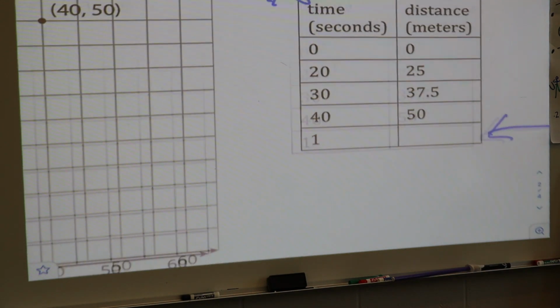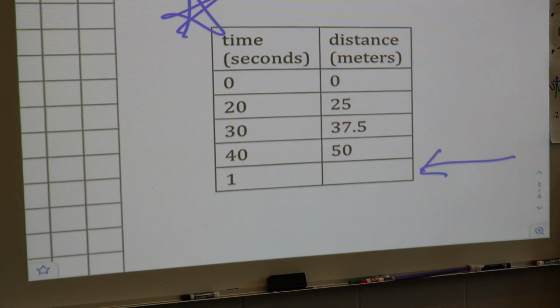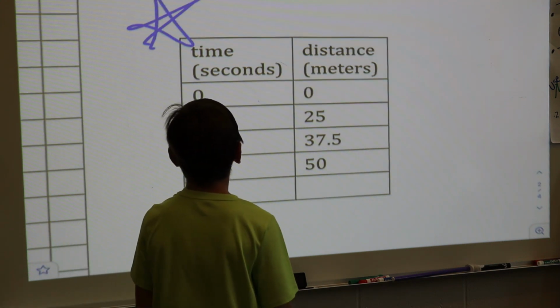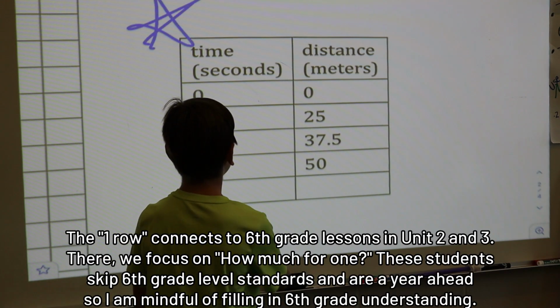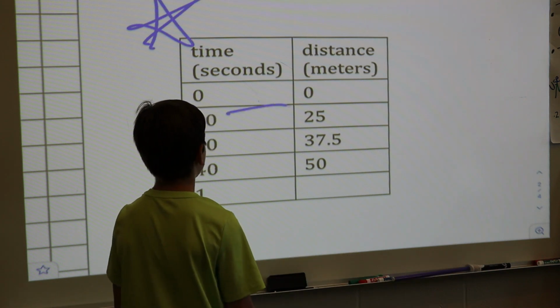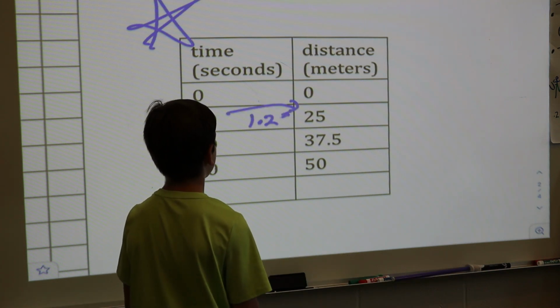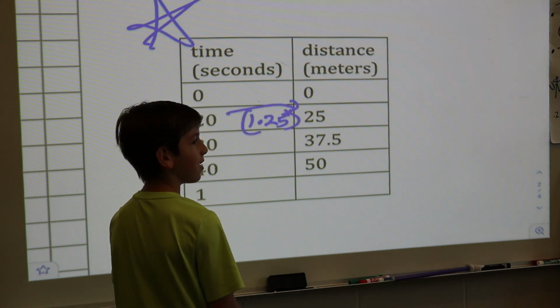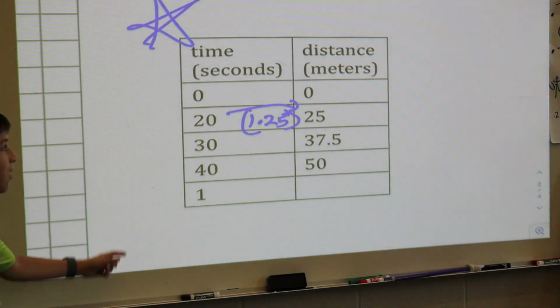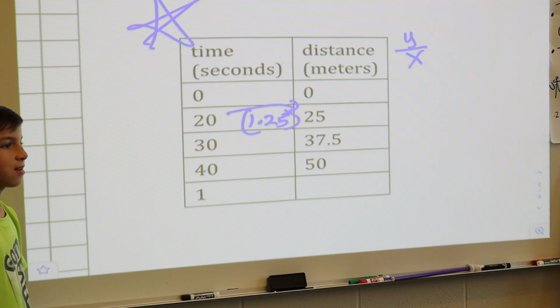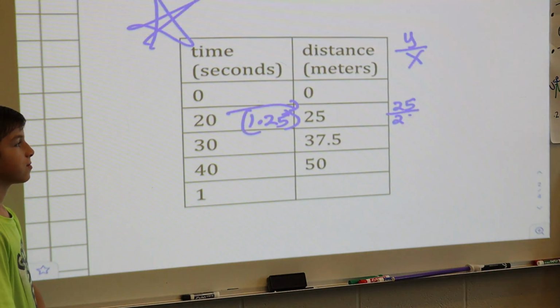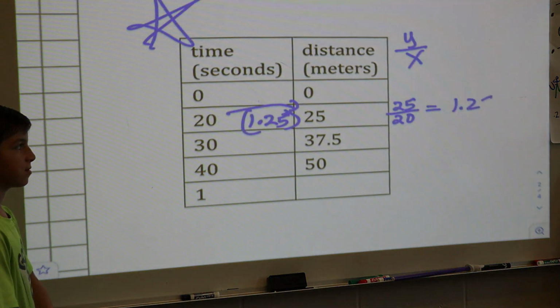Okay, somebody else help us. How do we complete this one row using what we've already learned in earlier lessons? Dennis. You know that the seconds are being multiplied by 1.25. Okay, you said the seconds are being multiplied by 1.25. How did you get that? I did 25 divided by 20. Okay, so you did the y over x quotient, 25 divided by 20 on your calculator to get 1.25.